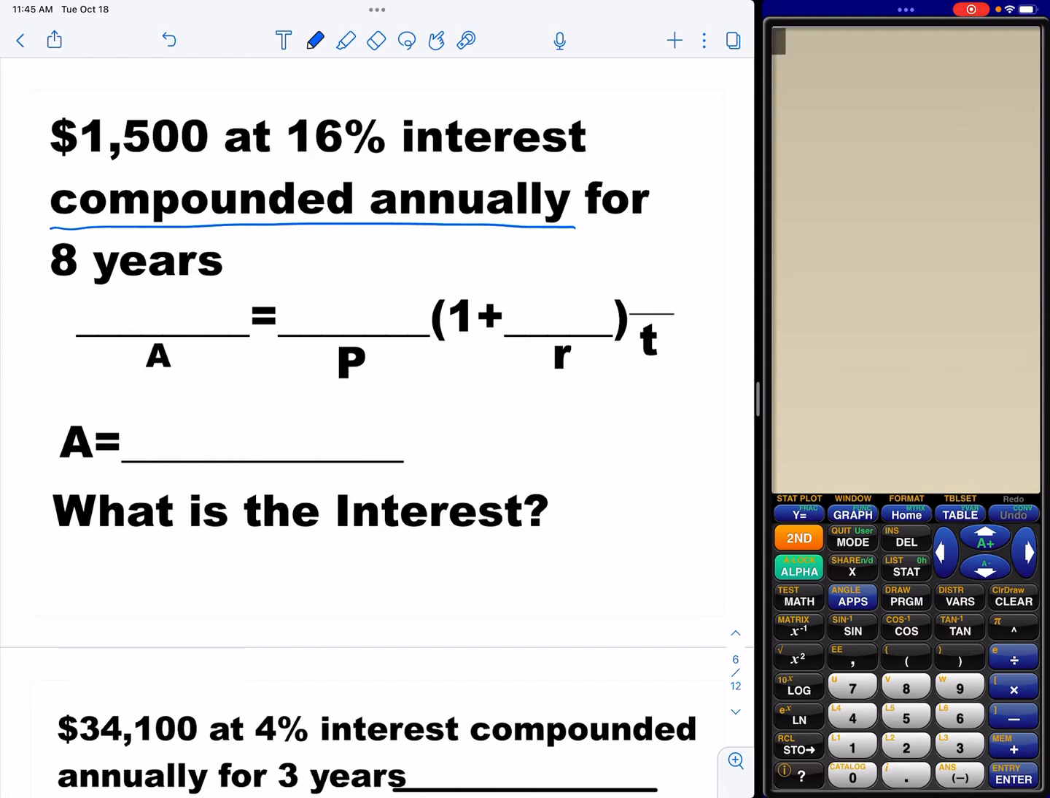Compound interest is a little bit different. It's going to calculate interest every single year. So let's say you invest $1,000. You got $1,000 at 5% interest, and you're going to do it for 4 years.